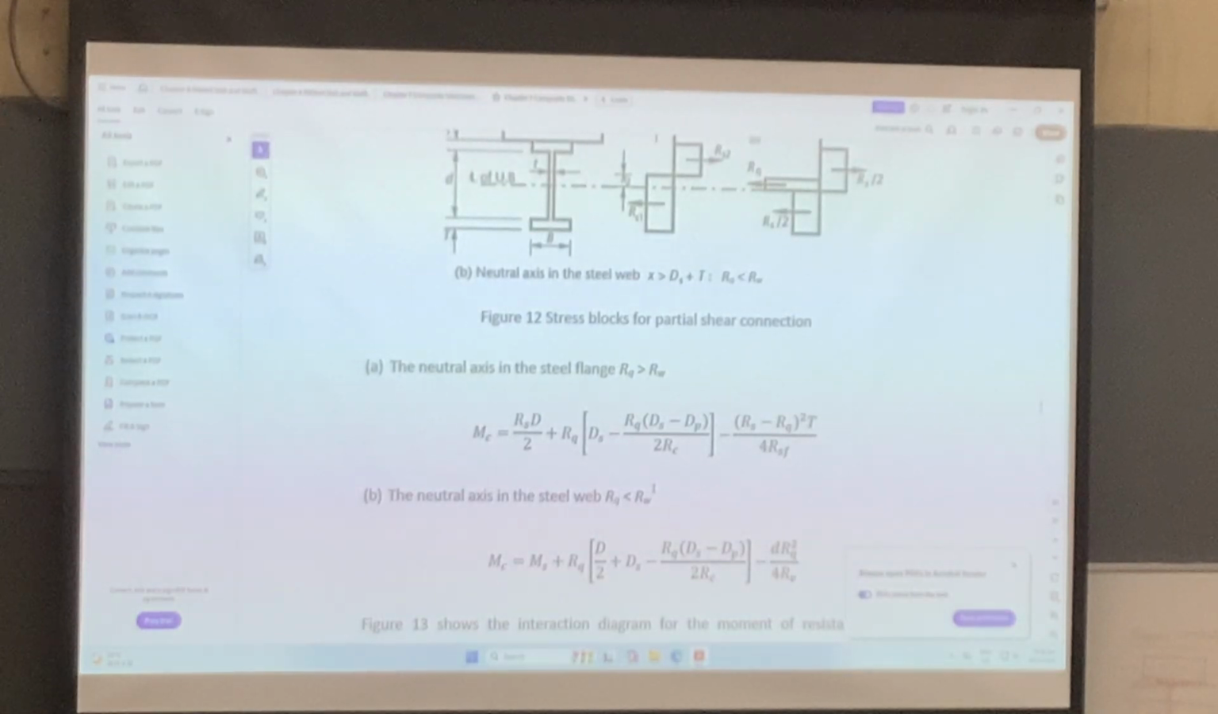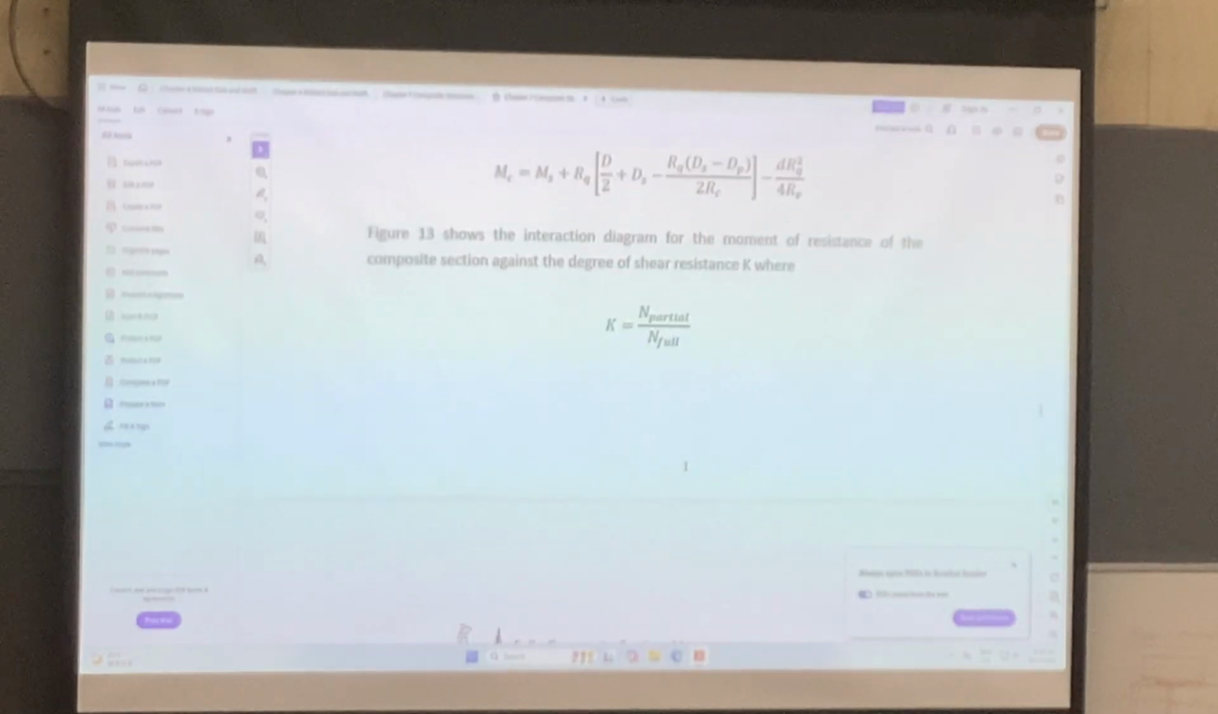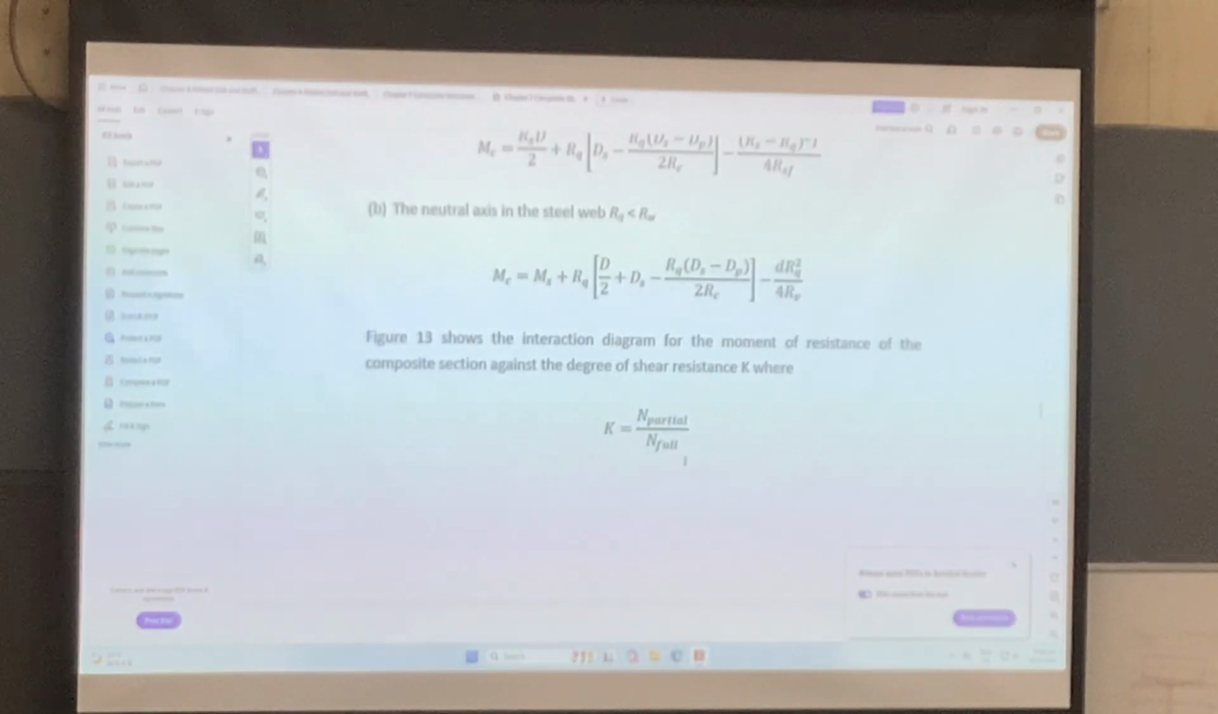But usually we will not use this one because it is more troublesome, or you need more procedure to substitute in these equations. Instead, I will use this way to calculate. Say for example, originally I need to put 10 shear studs. Right now I just put 8 shear studs.